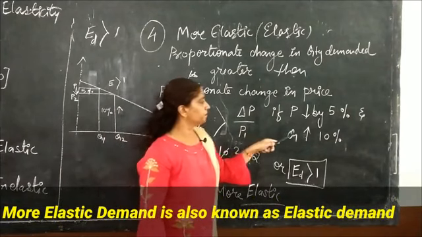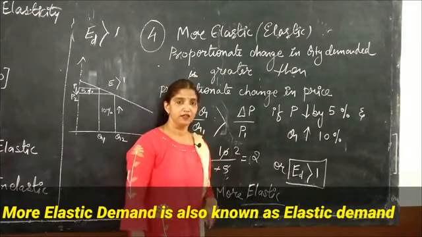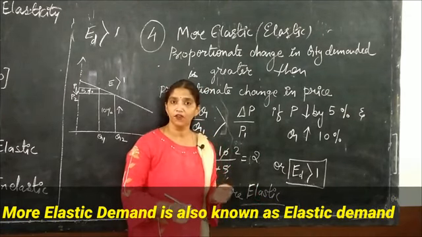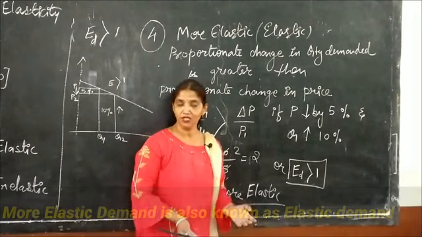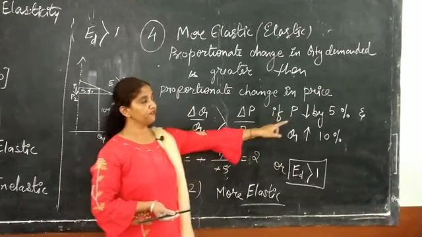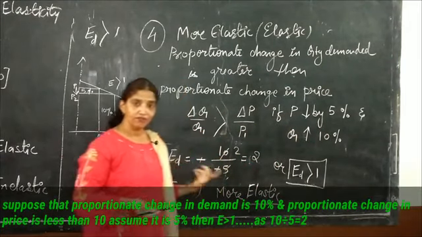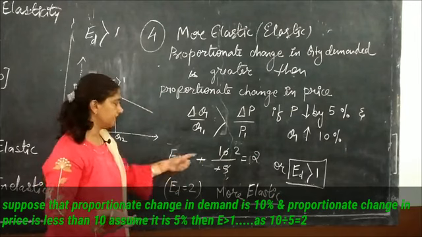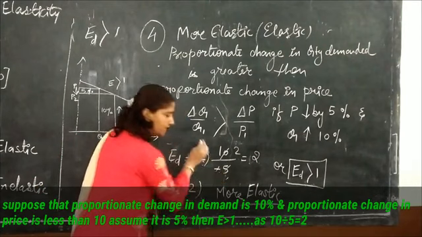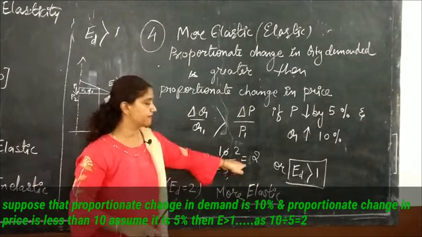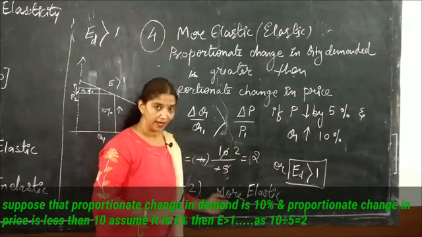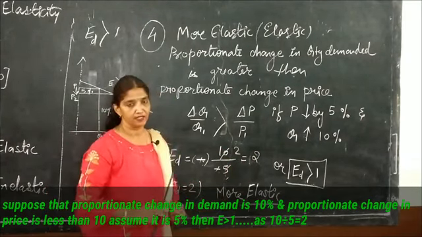Suppose that the price of a commodity falls by 5%, but because of this fall, the demand for that particular commodity rises by 10%. In that case, if we put all the values into the formula to calculate elasticity, we will get 10 divided by minus 5, and minus sign will be here also. Minus will cut, and 10 by 5 equal to 2. It means elasticity is equal to 2, which is more than 1. This is called more elastic demand.